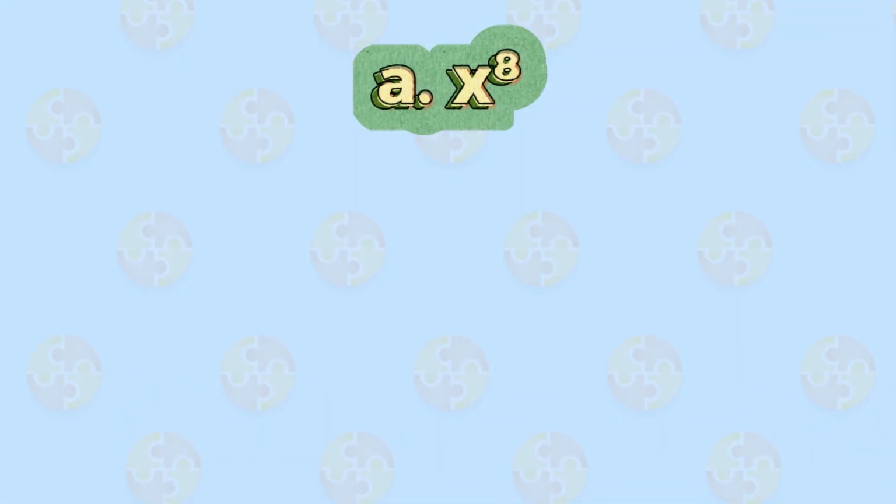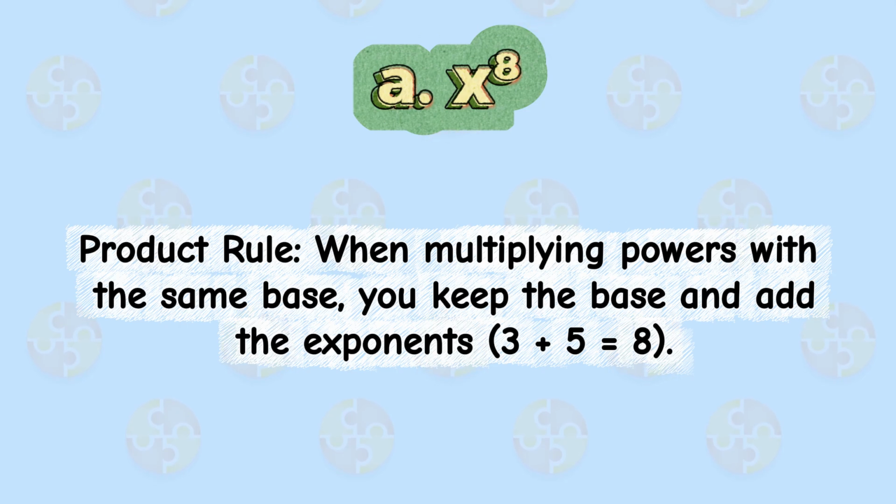The correct answer is A, x to the 8th power. Product rule: when multiplying powers with the same base, you keep the base and add the exponents. 3 plus 5 equals 8.